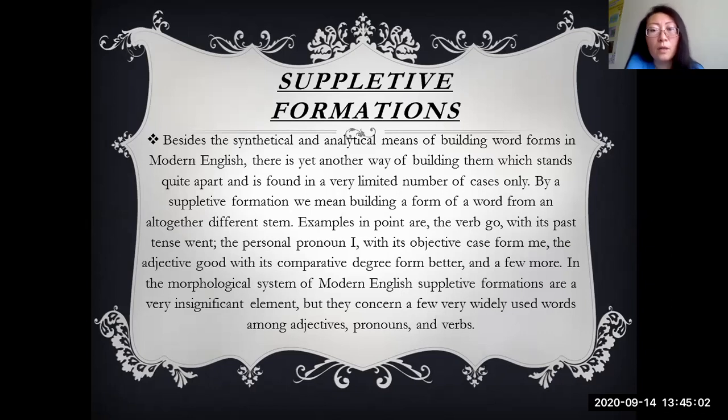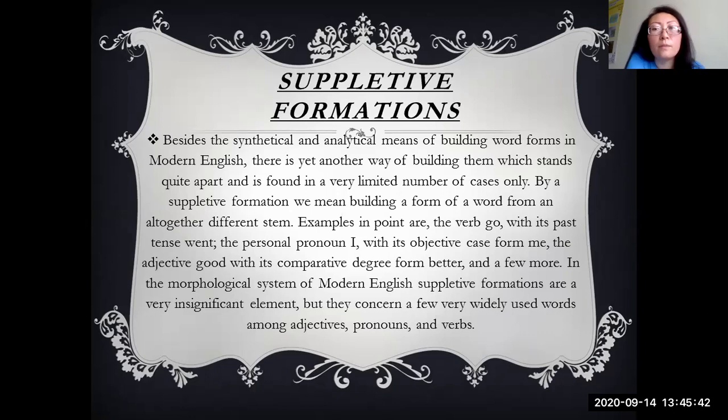Examples in point are the verb go with its past tense went, the personal pronoun I with its objective case me, the adjective good with its comparative degree better, and a few more. In the morphological system of modern English, suppletive formations are a very insignificant element, but they concern a few very widely used words among adjectives, pronouns, and verbs.